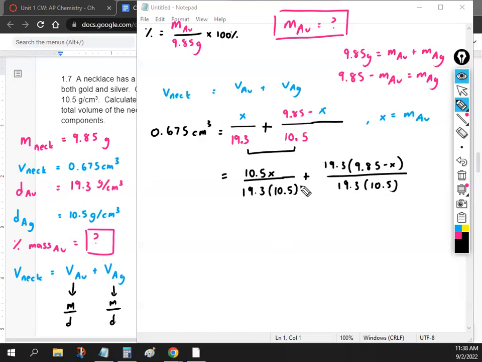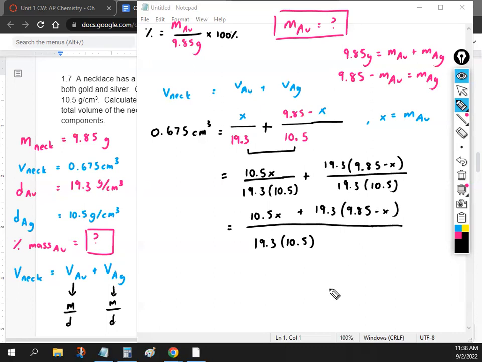Okay, now, since they have the same denominator now, you can combine them. So the entire denominator is going to be 19.3 times 10.5. You can solve it out if you want. And then we got 10.5x plus 19.3 times 9.85 minus x. And then we can start simplifying things down from here.